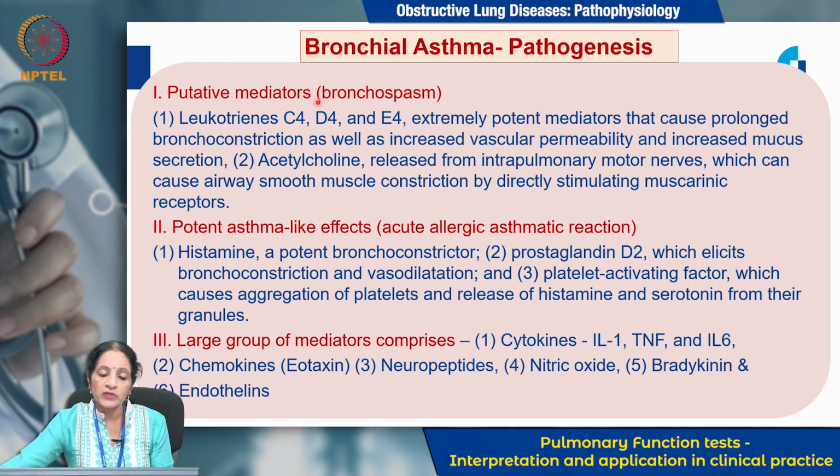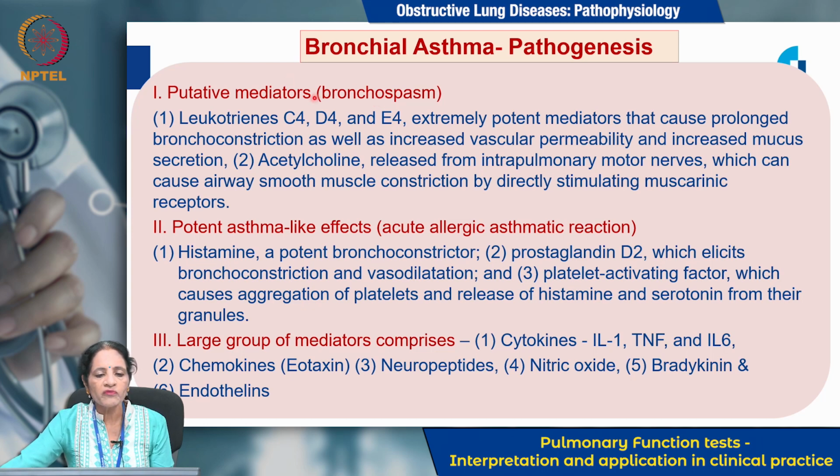There are three major types of mediators which are implicated. And why have we divided them into three major classes? Because of the drugs acting on them. So, putative mediators are the ones which produce bronchospasm. This is the major important clinical factor in a bronchial asthma patient seeking treatment. So, bronchospasm could be acute or chronic. If it is acute, the patient generally comes with what is called an acute exacerbation or status asthmaticus.